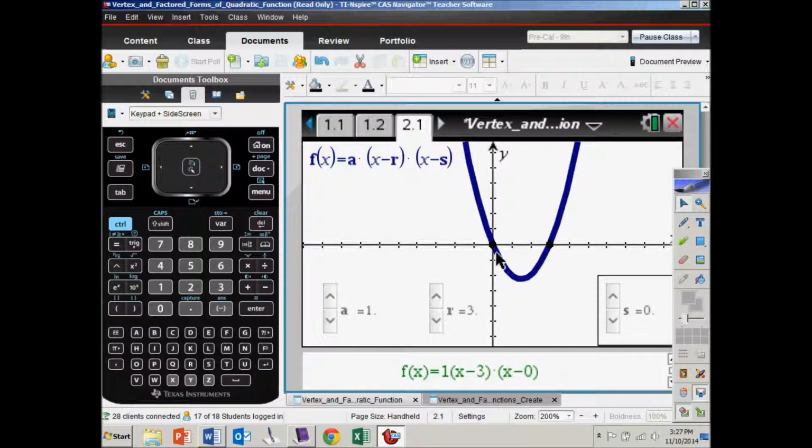Okay, so these are my intercepts. Whatever R and S are, that's my intercept. So if S becomes -1, my other intercept is at 1, -1, because my parent function starts off as minus.